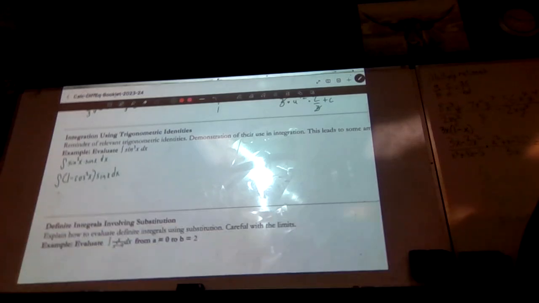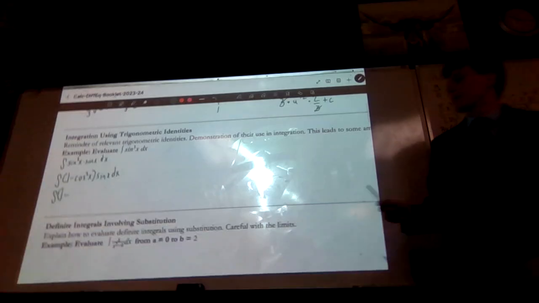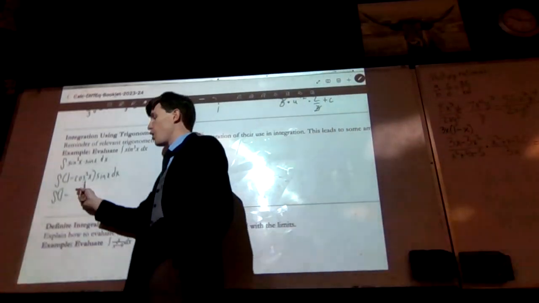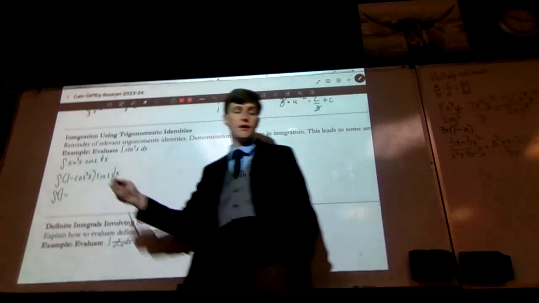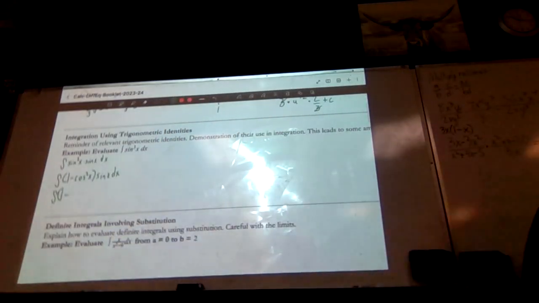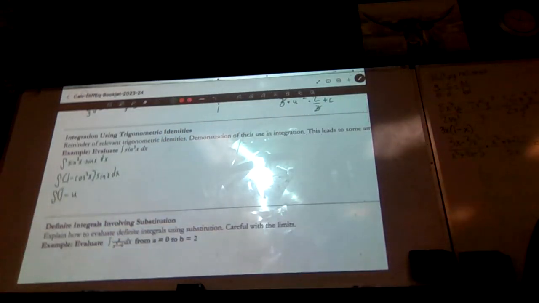And I'm going to replace everything. What should I replace? I'm going to look here and replace my cosine. Not cosine squared, but cosine. So 1 minus u squared times sine of x dx, where u equals cosine x.